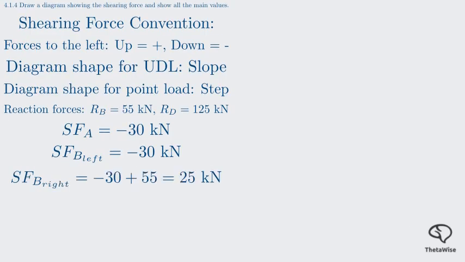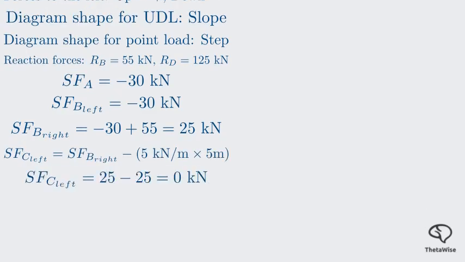At point B, the upward reaction force RB of 55 kilonewtons acts. This causes the shear force diagram to jump up. So after point B, the shear force becomes negative 30 plus 55, which equals positive 25 kilonewtons. Between points B and C, the UDL of 5 kN per meter is acting over a length of 5 meters. This will cause the shearing force to decrease linearly by 5 times 5, or 25 kilonewtons. The shearing force at C will be the force at B, which is 25, minus the UDL force, 25.